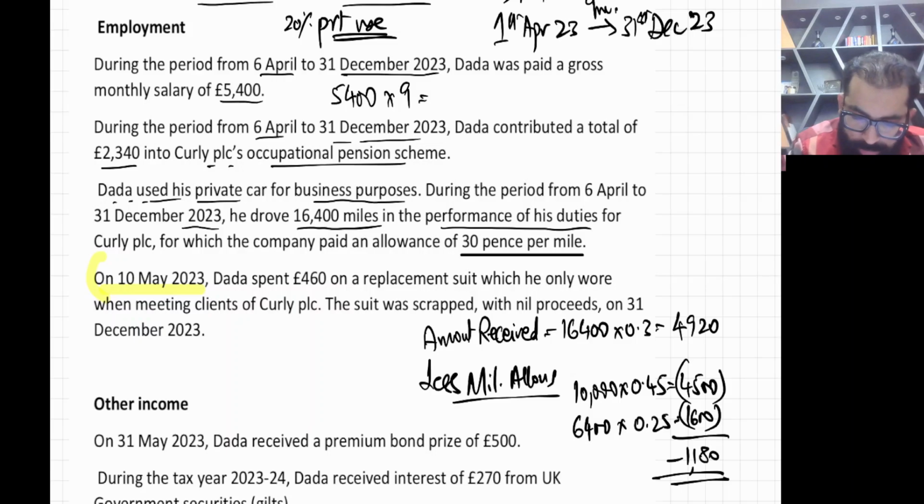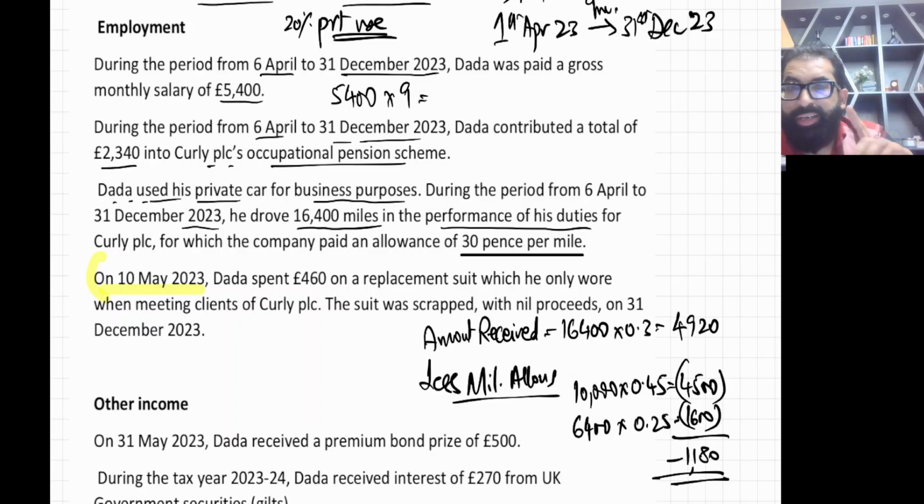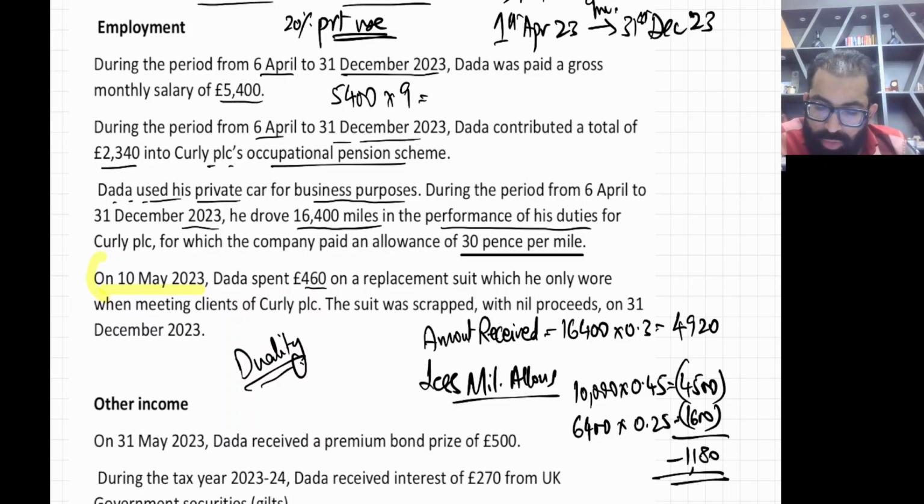Now, on 10th May 2023, Dada spent, this is a very interesting line, and I taught this in my class. There is a concept of duality. Hope you remember duality. Let's discuss. On 10th May, Dada spent 460 on a replacement suit, meaning a three-piece suit, which he only wore when meeting clients of Curly PLC. The suit was scrapped with nil proceeds on 31st December 2023.